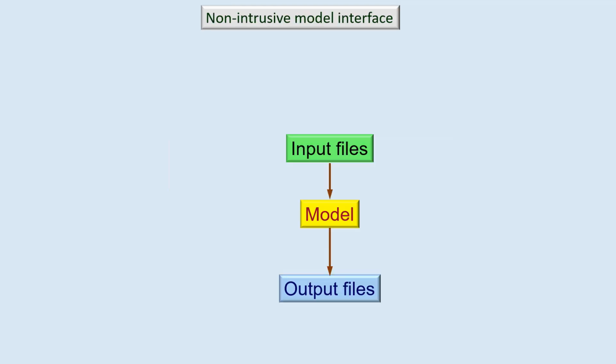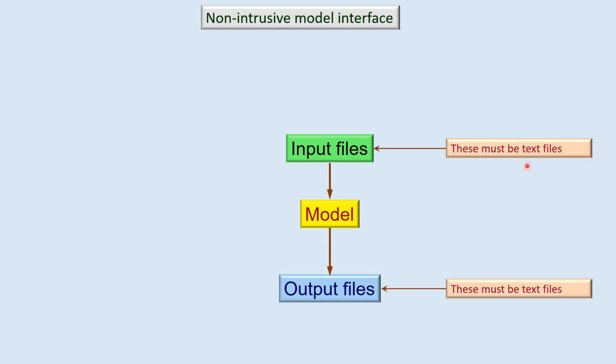So, here's a model, a simulator. We're assuming that the model has input files, one or a number of input files, one or a number of output files. We'll also assume that these are text files, not binary files. A model can have binary input and output files, but the ones that PEST interacts with a model through need to be text files.